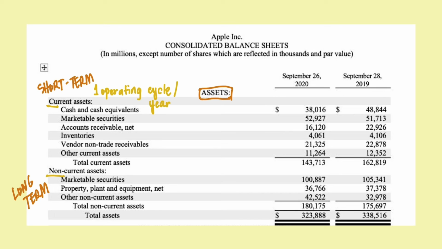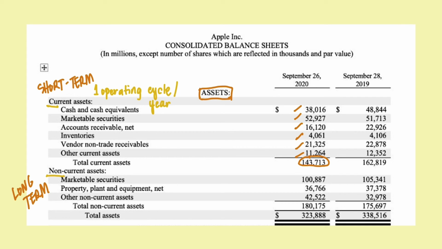Another example is marketable securities. Another example is accounts receivable. Accounts receivable are basically accounts yet to be paid by the customers, so it's under an asset because in the future the company will be receiving cash in exchange for it. Another is inventories, and another are other non-trade receivables and other current assets. So these items here, as you can see here, they are totaled here.